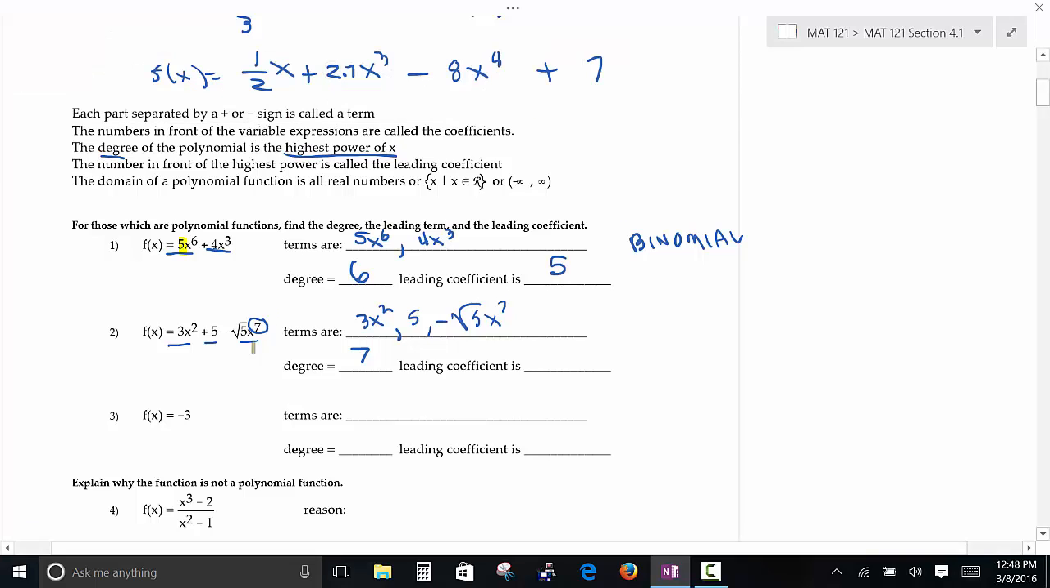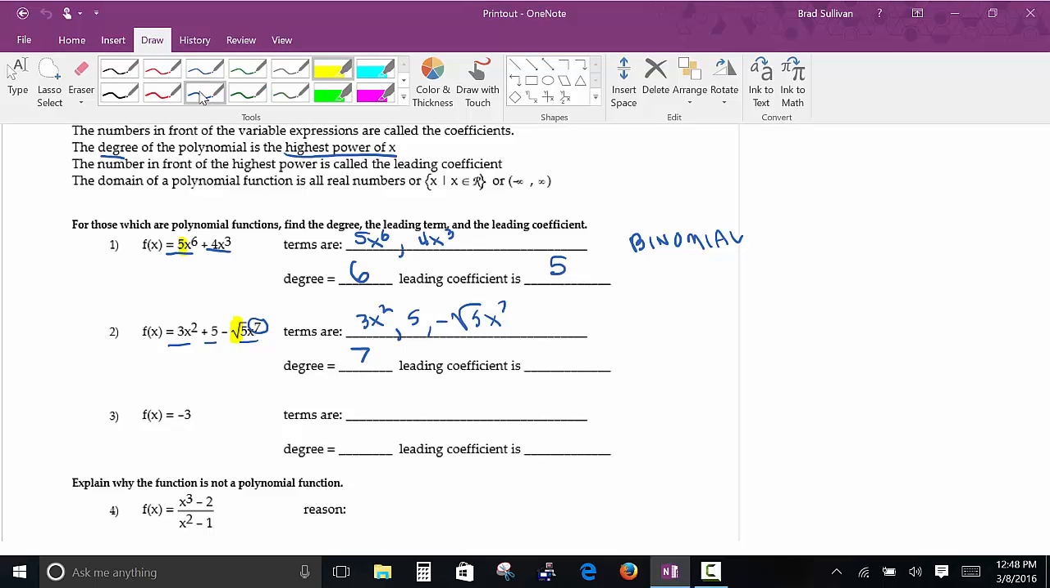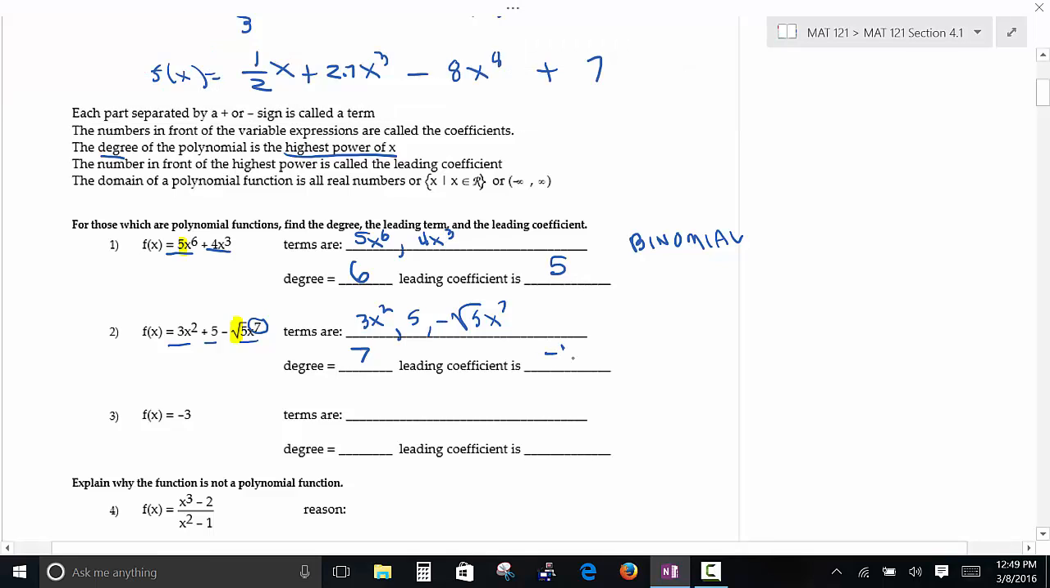Negative square root of 5. It's whatever is in front of that highest power. So we would say we have a leading coefficient on this problem as negative square root of 5. It has 3 terms. So what do you call it? Trinomial. Okay, like that. That's the idea.